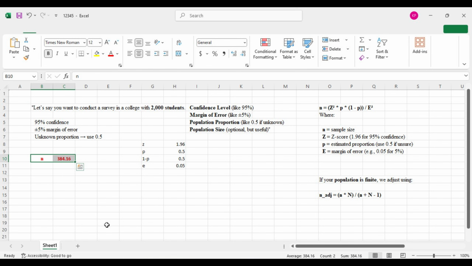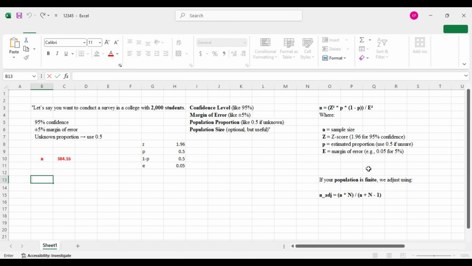But here we know that there are 2000 students, so the population is finite. Now the adjusted sample size is equal to, we have the formula here, sample size calculated into total population, divided by the sample size calculated plus total population minus 1.